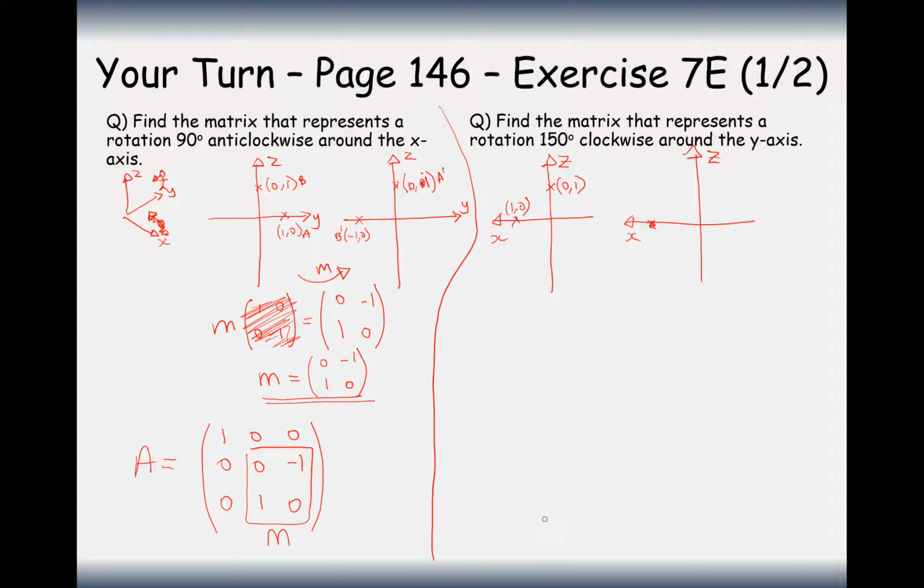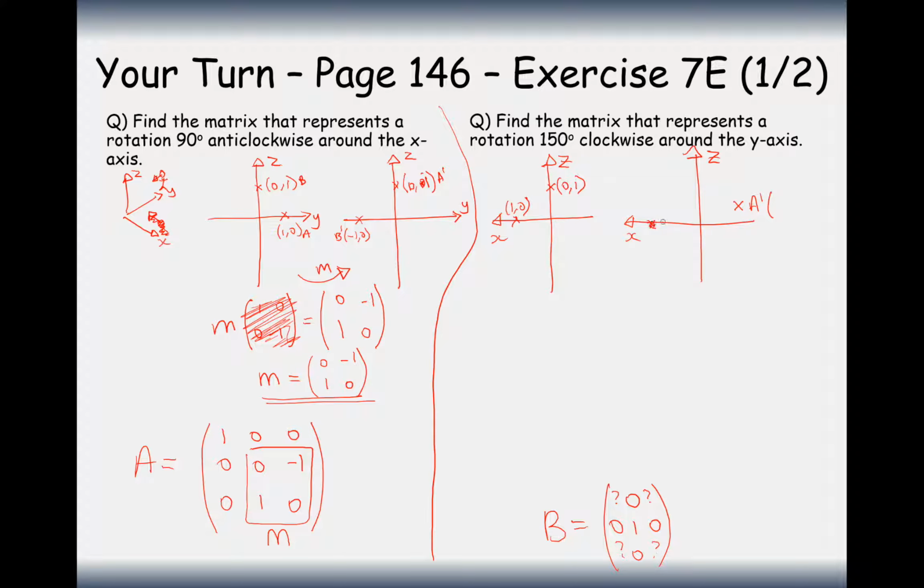So I know that my final answer is going to have a bunch of 0s and 1s here. We need to just work out what's going to be here, here, here, and here. So let's perform this rotation now. So the first coordinate, rotating 150 degrees clockwise round, is going to be nearly 180 degrees. It's going to be around here. This is going to be our A prime coordinate. Where's it going to appear?